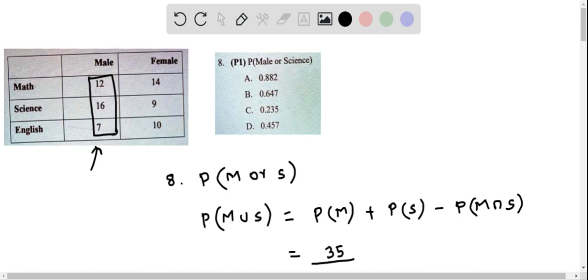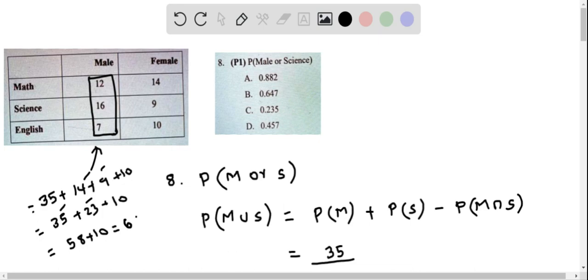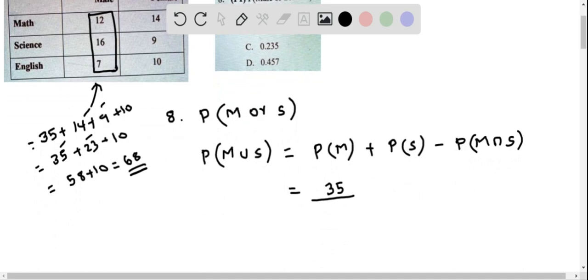So here we have already calculated there are 35 males, plus we now have to calculate the sum of the numbers in the female column. So this is 14 plus 9 plus 10, and this equals 33. 14 plus 9 is 23 plus 10, and this gives 33. 35 plus 33 is 68. So there are a total of 68 students. So we divide the males by the total number, which is 68.